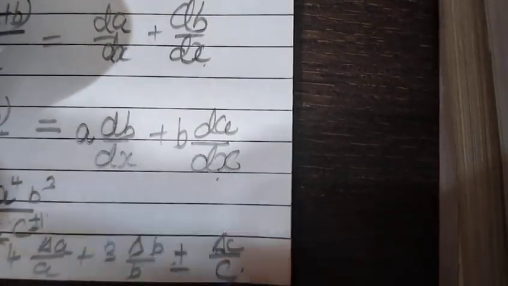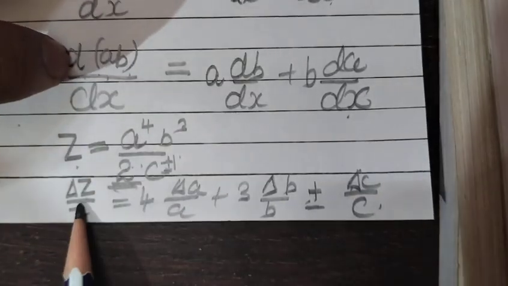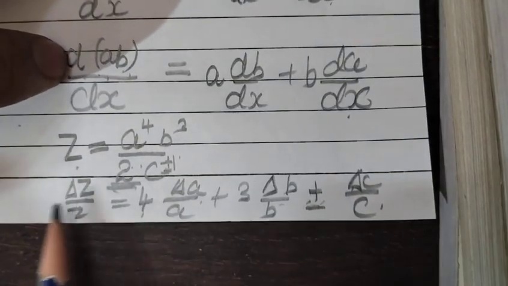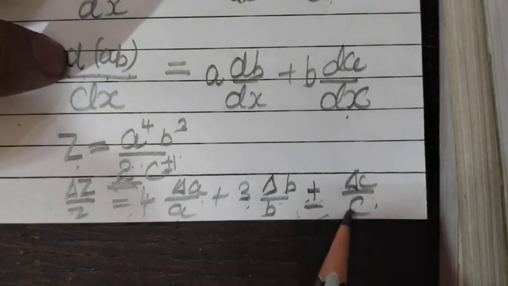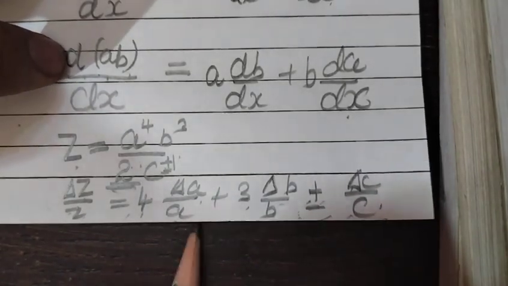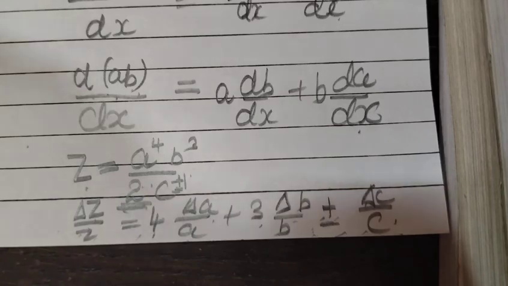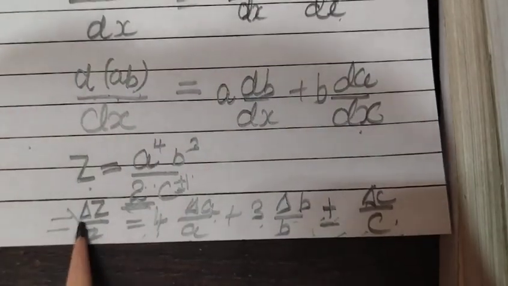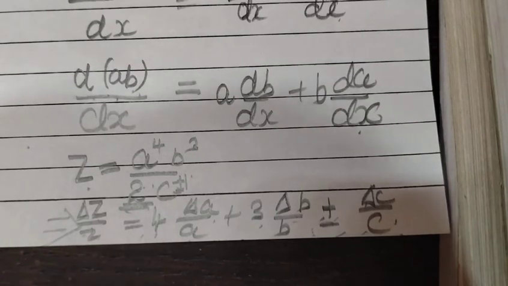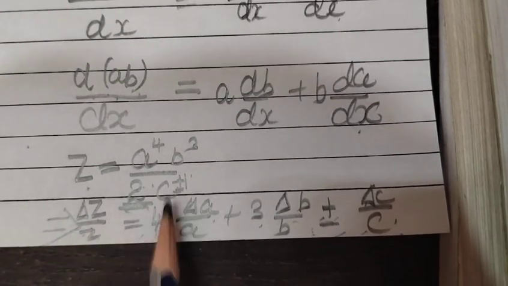This is a very useful relation. This is called the relation of fractional errors and is useful in error analysis, for which we may talk about some other day. For those who already know what error analysis is, this is a very useful relation.